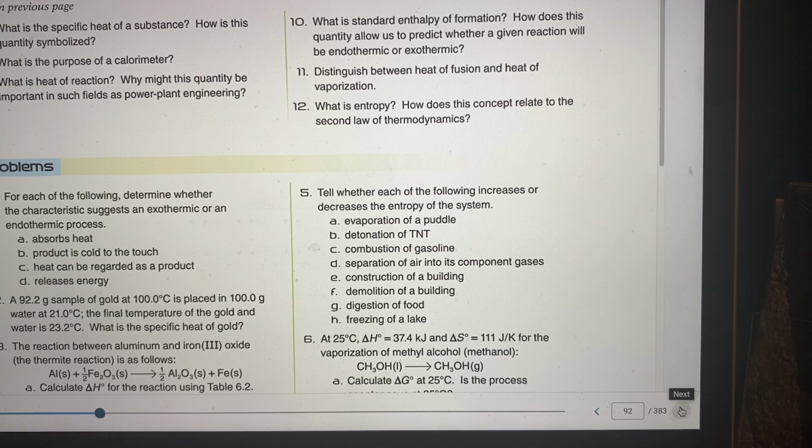So on to number 12. What is entropy? Entropy is disorder or randomness in a system. It's measuring how disorderly things become. And the second law of thermodynamics is that the entropy of the universe is always increasing, from order to disorder. So this whole section, just to know those things. So problems here, see if I can go over.